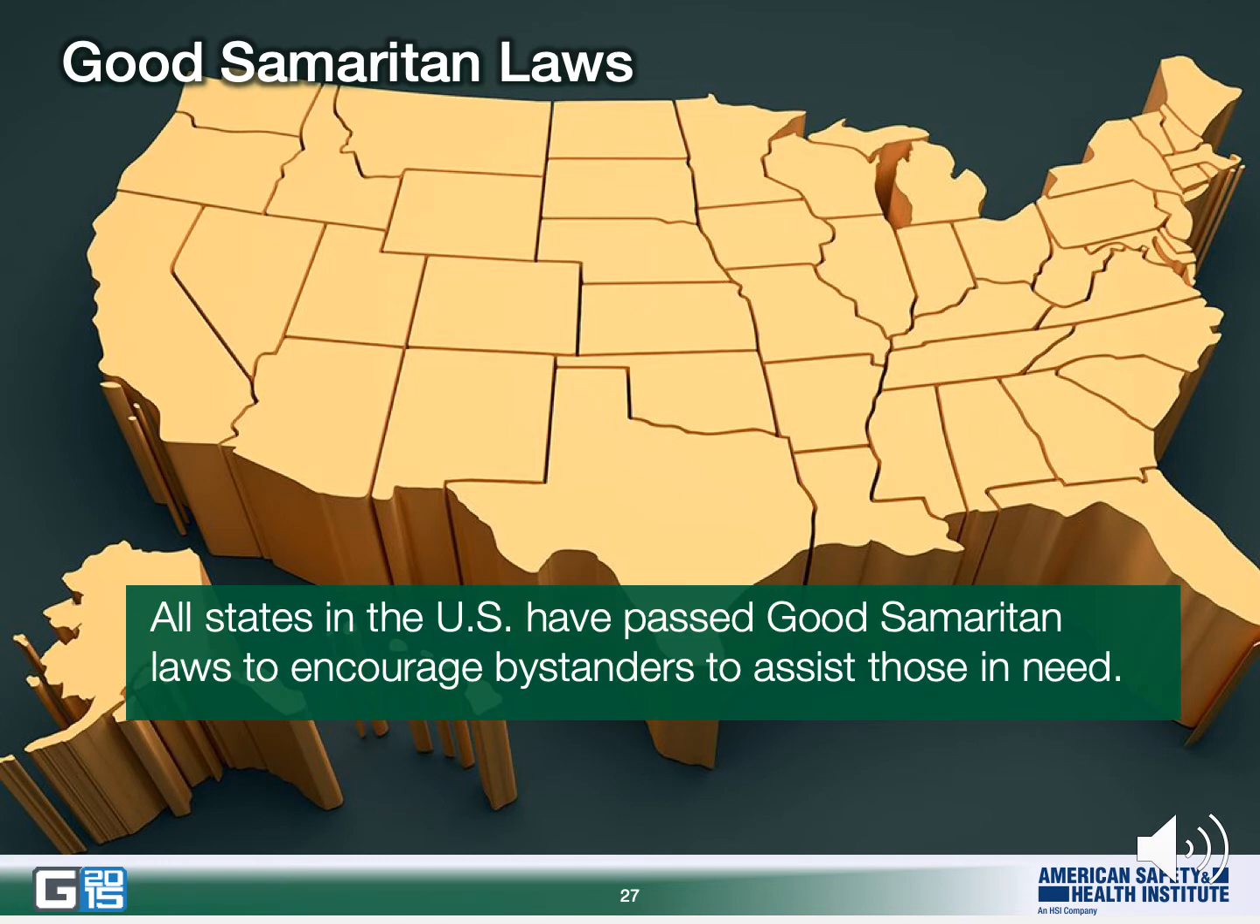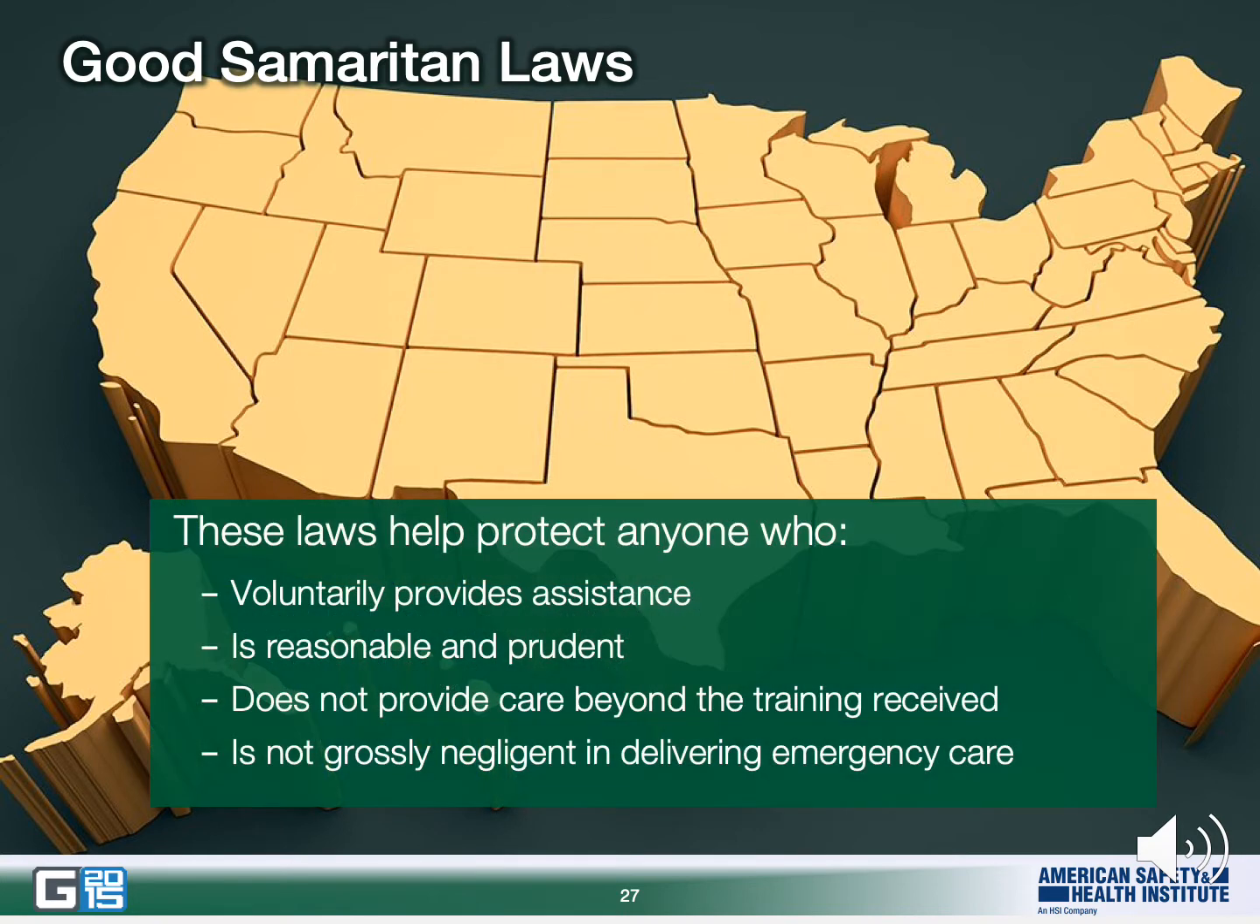All states in the United States have passed Good Samaritan laws to encourage bystanders to assist those in need. They help protect anyone who voluntarily provides assistance, is reasonable and prudent, does not provide care beyond the training received, and is not grossly negligent in delivering emergency care. So those are the things that you need to have in the back of your head.